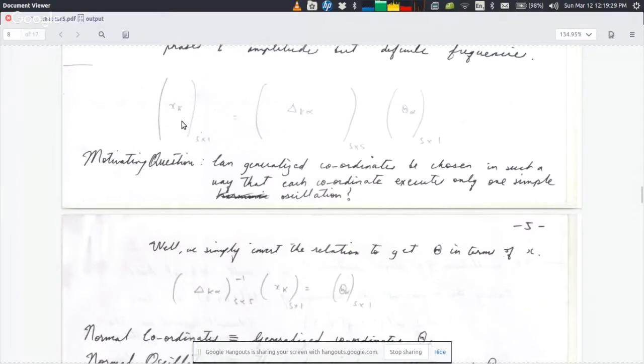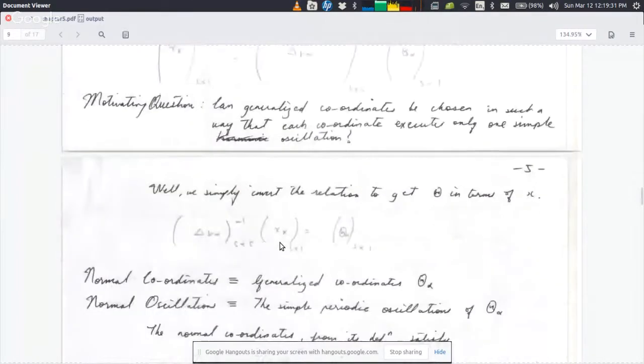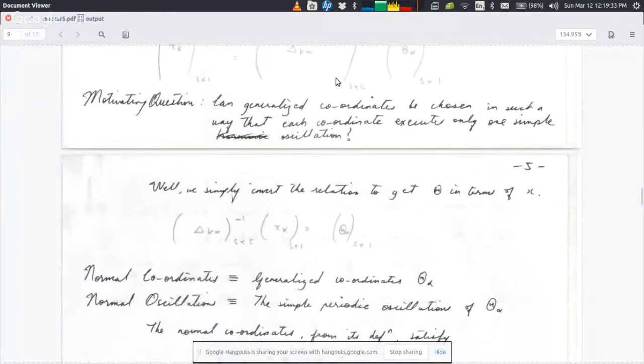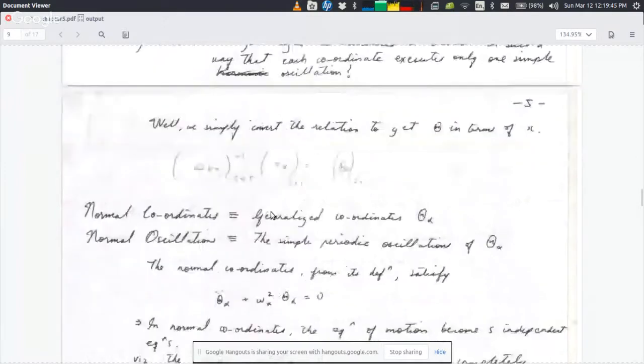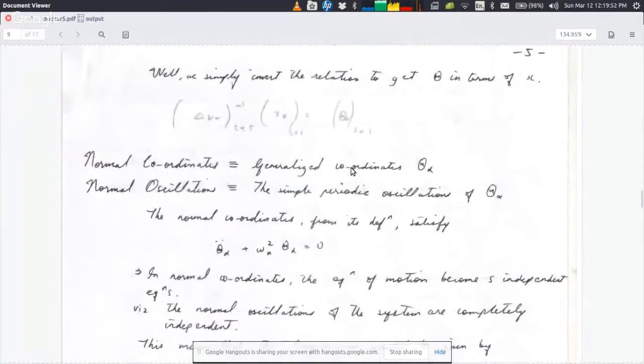So I can invert this since it's real symmetric with non-zero determinant, I'm assuming. So you can write it in this form, and what that really means is that you are writing a combination of these xk's, and a combination of these xk's is always a valid general transformation so long as they remain orthogonal and things like that. So that is true in this case. So therefore, now you have new coordinates, already written in this form theta alpha, and these are what we call normal coordinates.